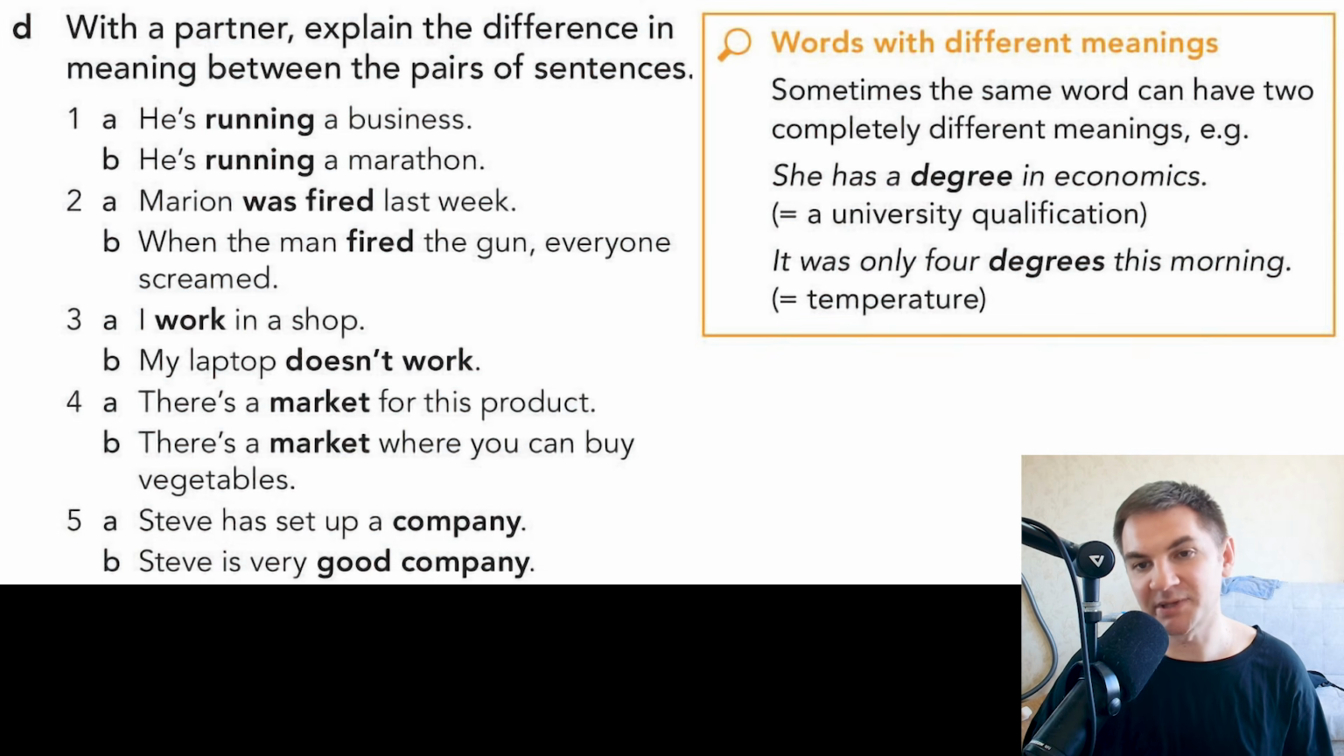Now look at the 5 pairs of sentences on your screen. Each pair uses the same word, like running, fired, work, market, or company, but the meaning changes in each sentence. Your task actually is very simple. Explain the difference in meaning between sentence A and sentence B in each pair. You can do it either by using simple English or translating into your native language. Try to guess what they mean, then we'll check it together.